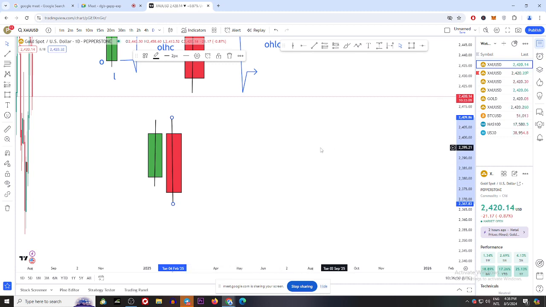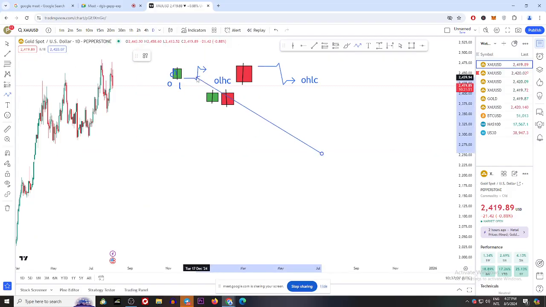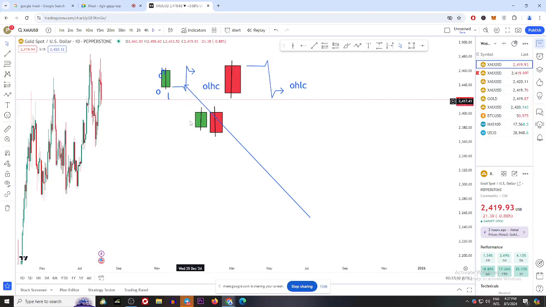At the same time, for the support and resistance drawing, we need only two candles, not more than that. Whenever we have a green and a red candle, remember this OHLC. This is the opening of that green candle, and it closes here, and then this is the red candle. These two combined give us a level or A shape, which becomes our resistance. You got my point?